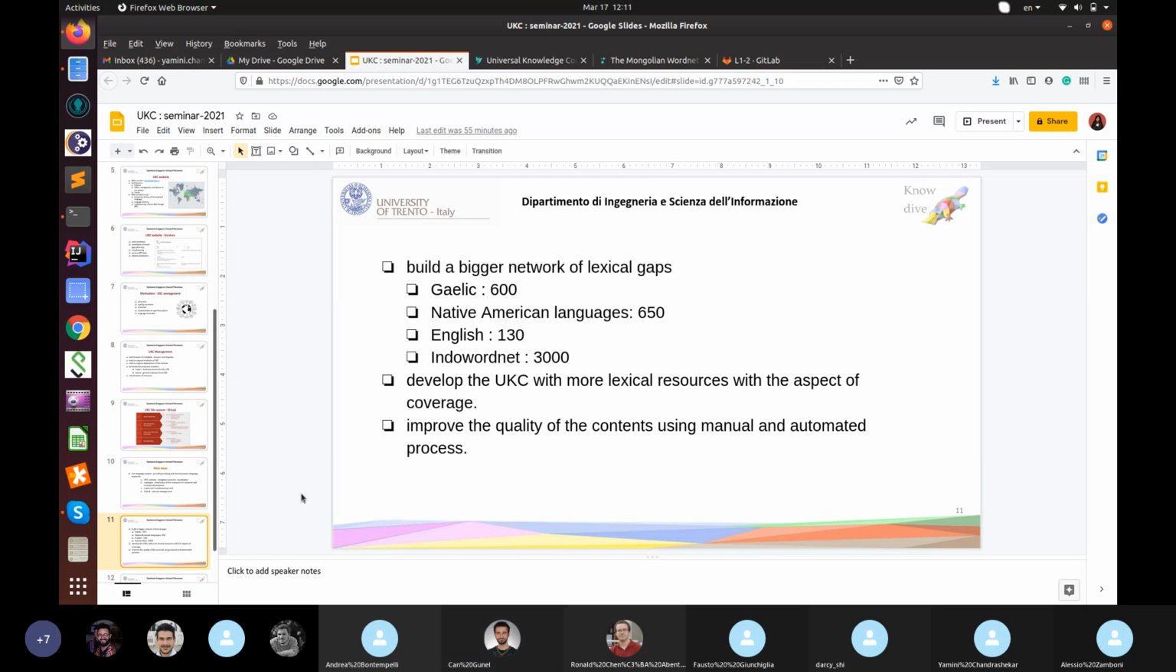So the idea is these 600 gaps are specific to this language. There is lexicalization for a certain term in the Gaelic language. So there are 600 such cases where the words are present only in this language and not in any other language. Okay, yeah, I understand. Okay, thank you. Thank you.